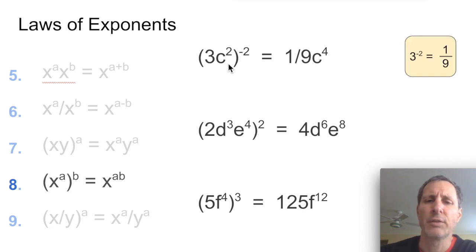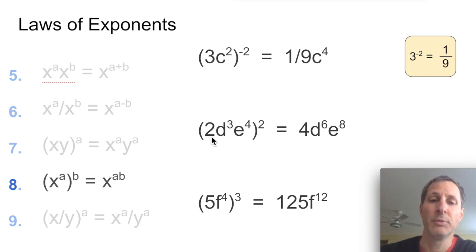So let's see, 3 to the negative 2 power is 1/9. And then we have to apply the negative 2 to the c squared. And when we do that, we multiply the exponents, and we get c to the negative 4, or 1 over c to the 4. So this becomes 1 over 9c to the 4.